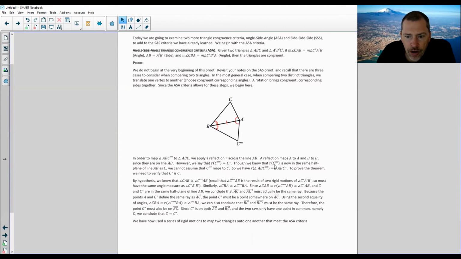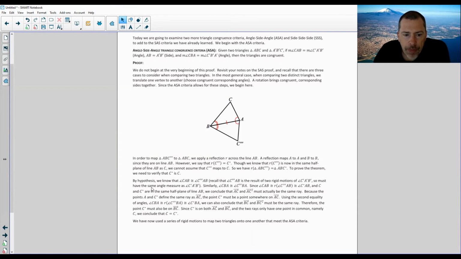Though we know that our reflection of C triple prime is now in the same half plane of line AB as C is, we cannot assume that C triple prime maps to C. It could land here, it could land over here, it could land up here. So we can't assume that. So to prove this theorem, we need to verify that C star is C.